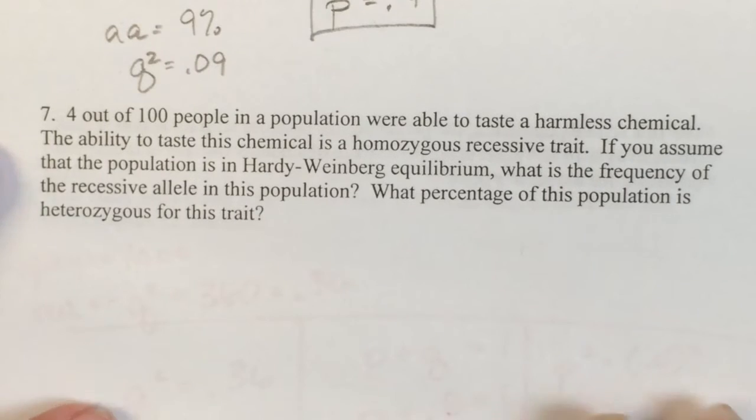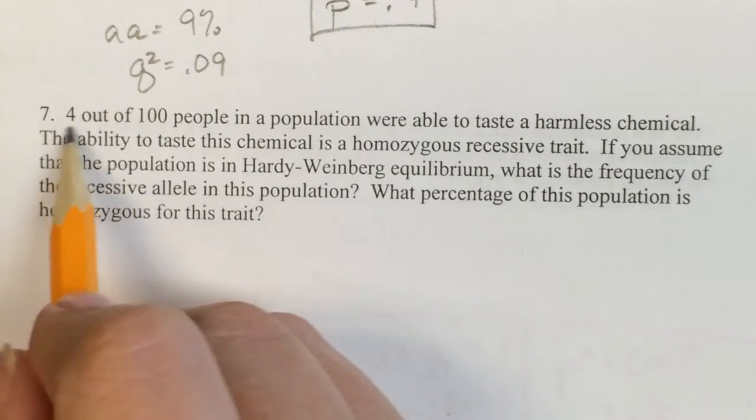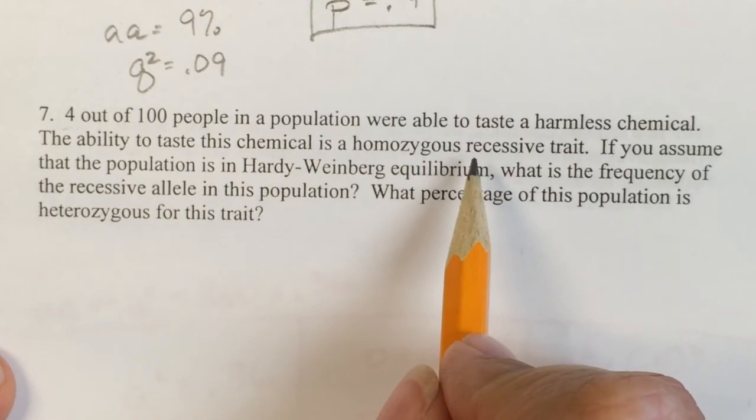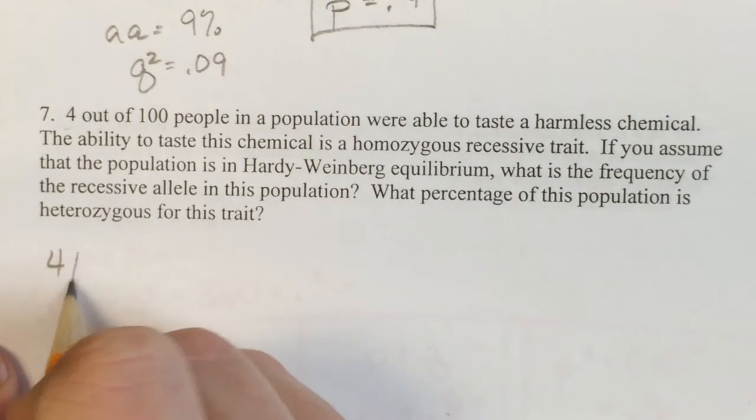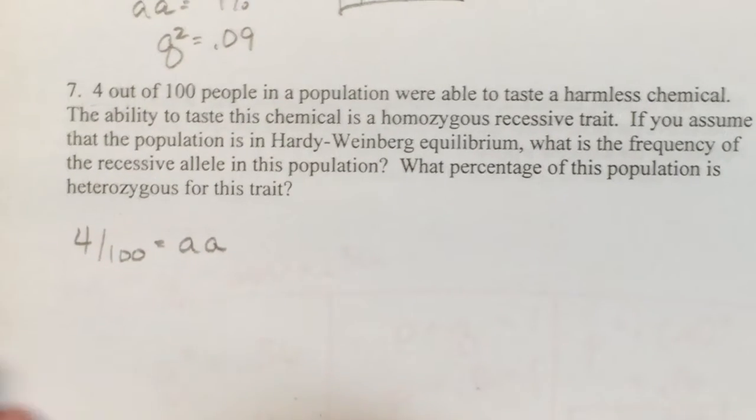In question 7, 4 out of 100 people in a population were able to taste a harmless chemical. The ability to taste this chemical is a homozygous recessive trait. If you assume that the population is in Hardy-Weinberg equilibrium, what is the frequency of the recessive allele in the population? What percentage of this population is heterozygous for this trait? So here we have 4 out of 100 people in a population tasting the harmless chemical, and the ability to taste is a recessive trait. So we know that 4 out of 100 is our little a, our recessive trait.